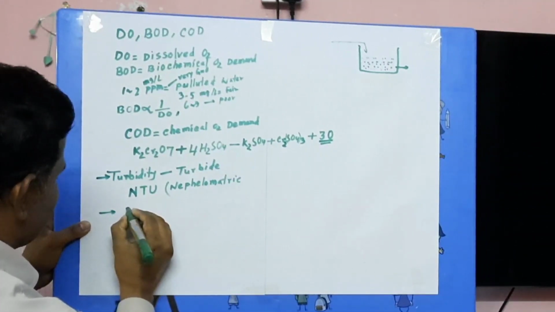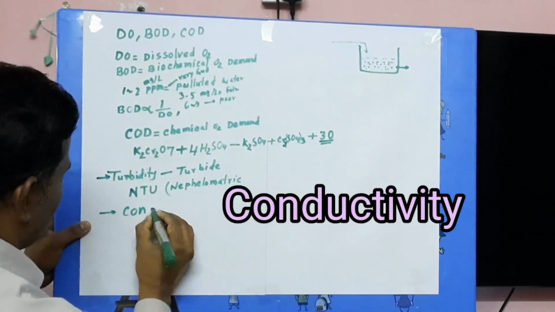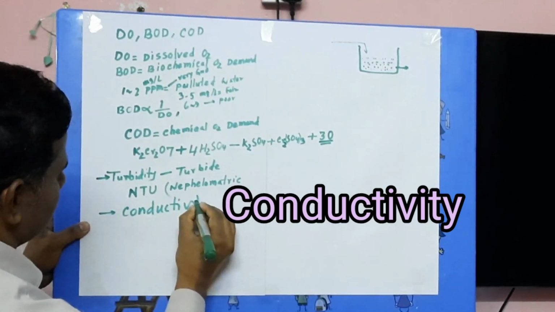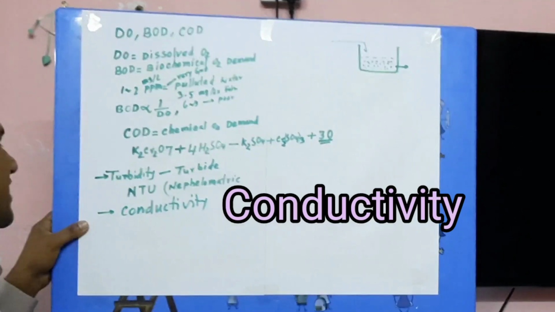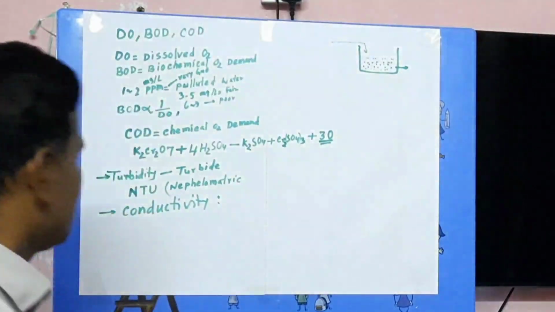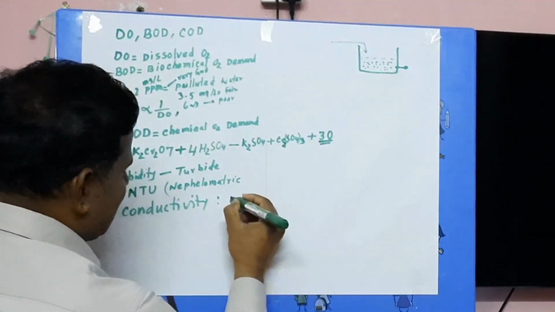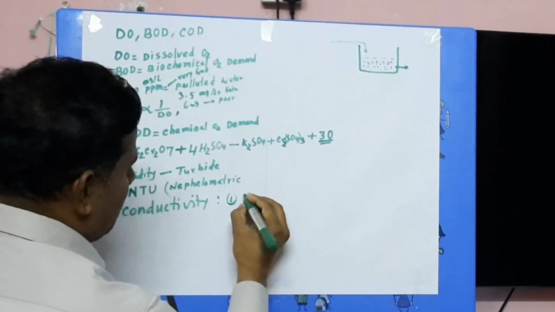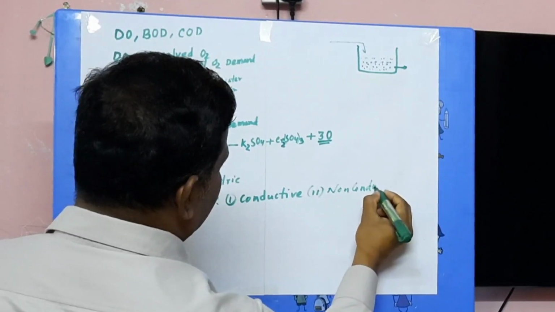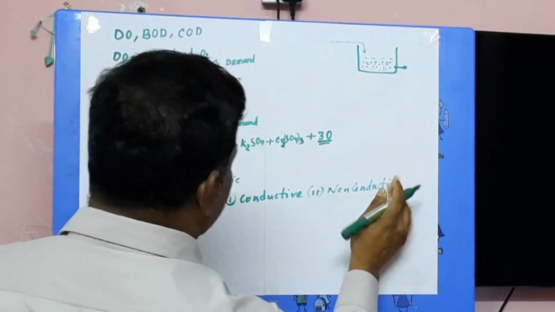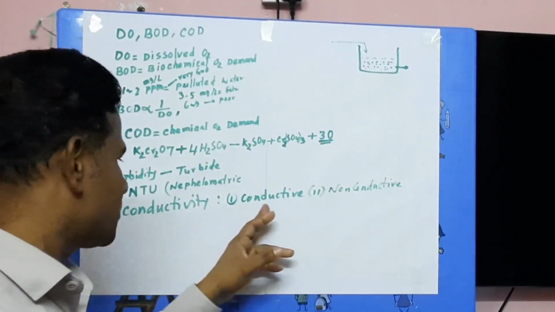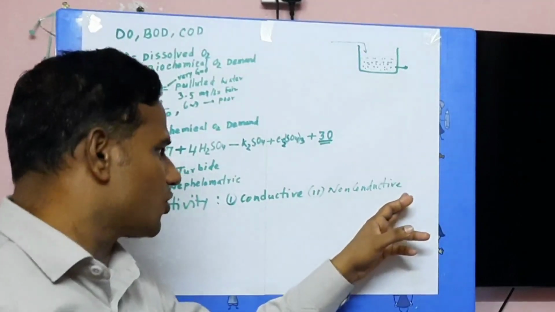So now I will discuss conductivity. Normally in the water 2 types of compound are present. One is called conductive compounds, another is called non-conductive compounds.